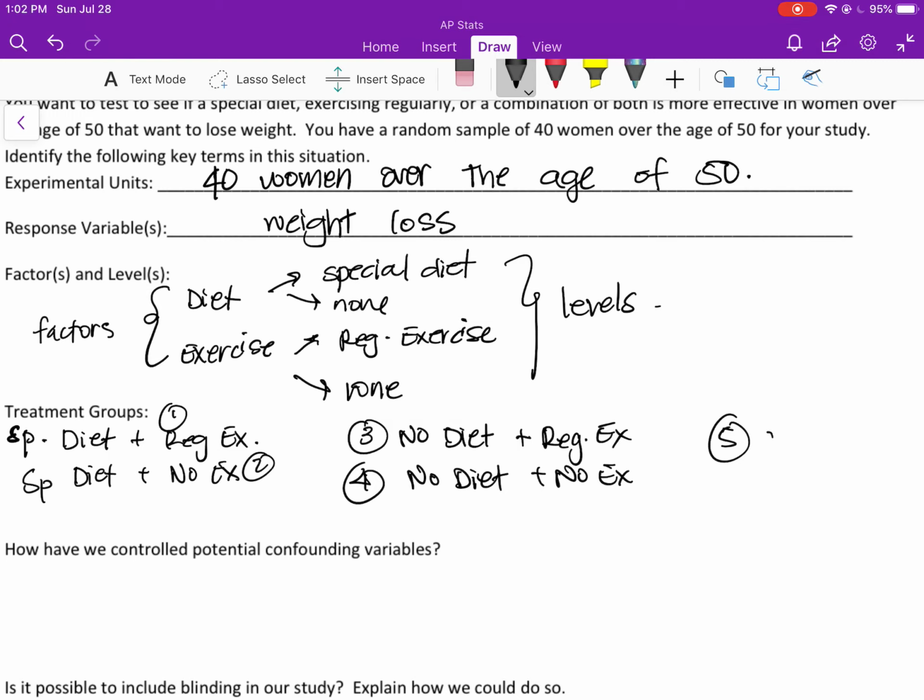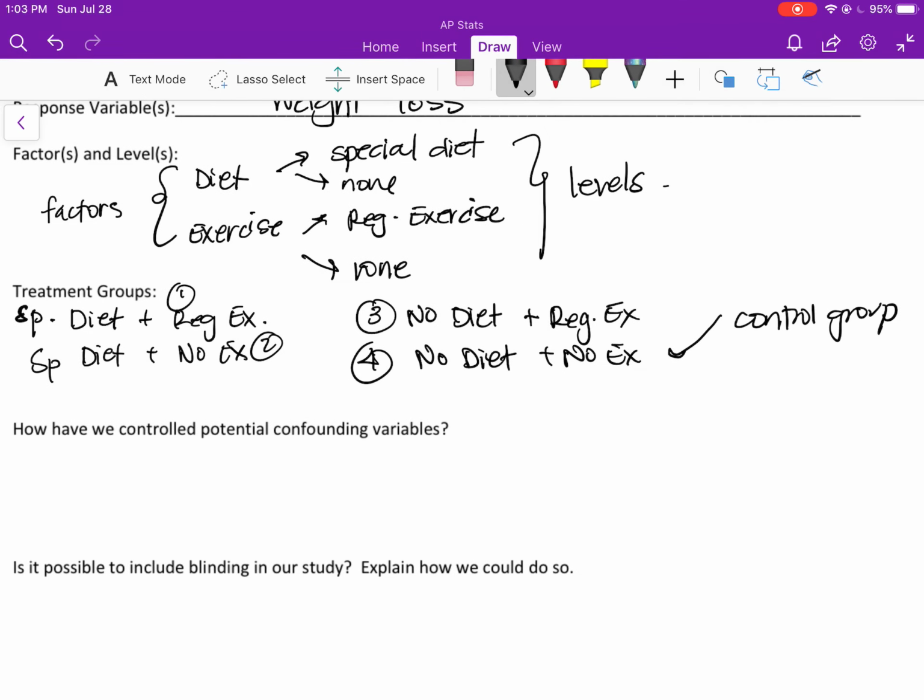And lastly, we would have a control group. Okay? And this control group is basically, so bit of a confusion. The control group is this right here. Because they're not getting any treatment, the no diet and no exercise is the control group. Okay. So how have we controlled potential confounding variables? So remember, confounding variables means that it's a factor that we can't change or separate from the experiment, but it has an effect on the experiment, okay?